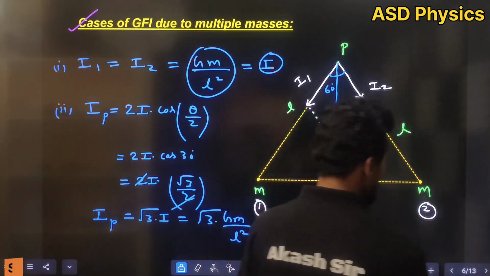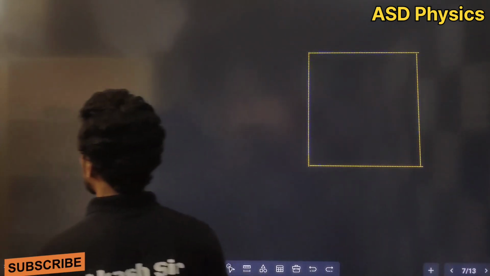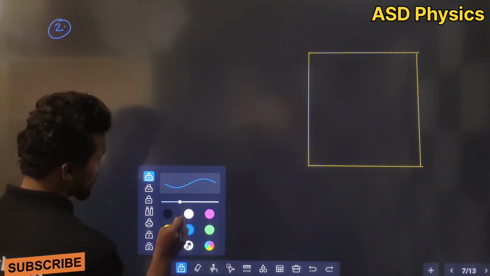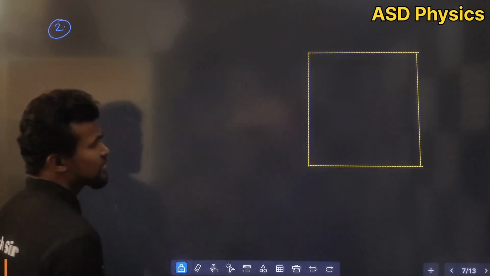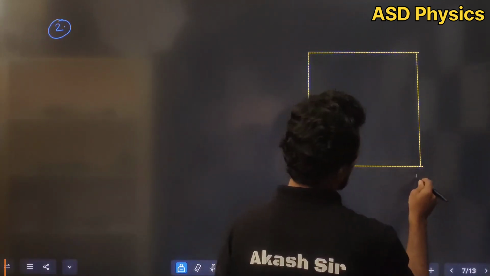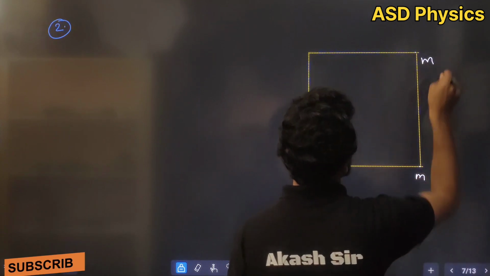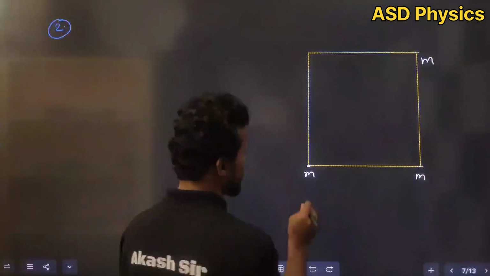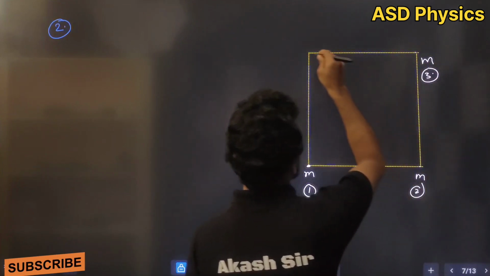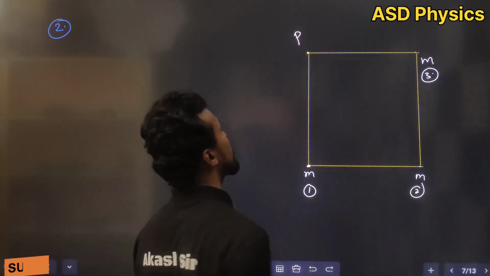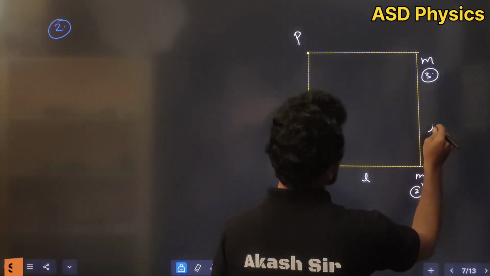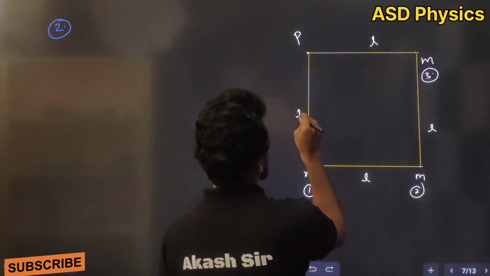Okay, good. Next, students, we are going to see case 2. In case 2, we are going to take three masses. Let's take M, M, and this is also M. Let's give the names also: 1, 2, 3. Here I have taken point P, and at this point I want to calculate the GFI. See here again: L, L, L, and L.